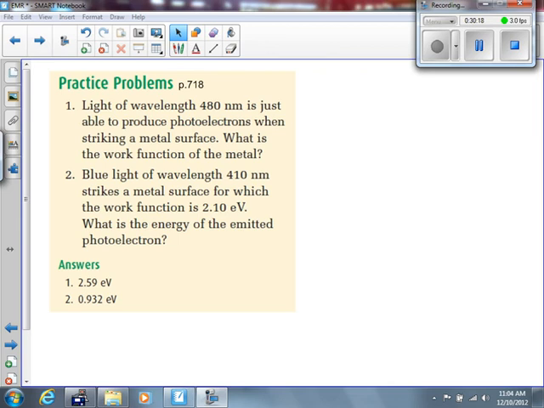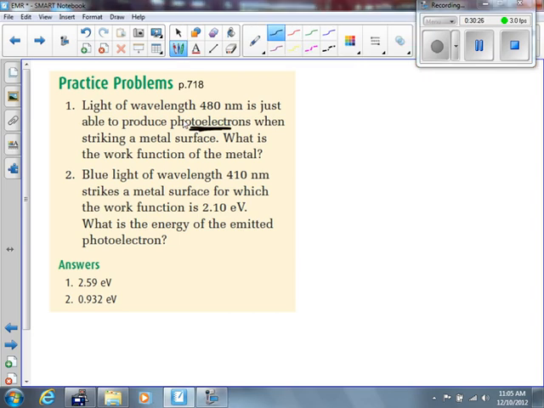Number 1 says light of 480 nanometers is just able to produce photoelectrons. A photoelectron, by the way, is an electron that has been ejected. So it's an electron that's gone. It's left the metal. It's an ejected electron. When striking a metal surface, what's the work function of the metal?